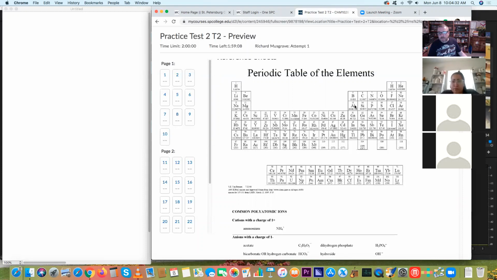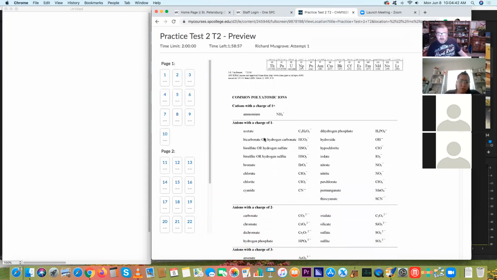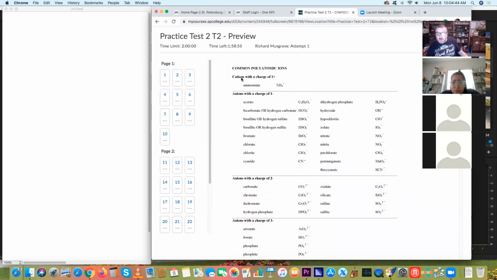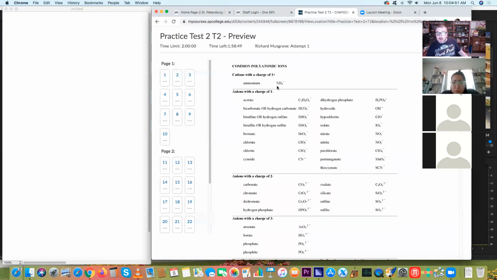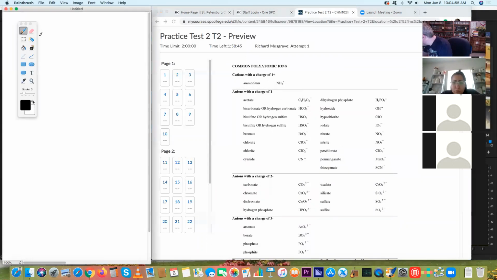Okay, what happens when you have ammonium? Oh no, antimony. So Sb. Okay, let's say you've got ammonium. Ammonium, if you look up here, is a cation with 1+ charge, and it is a polyatomic ion. So let me give you an example. We'll say ammonium phosphate just for kicks.